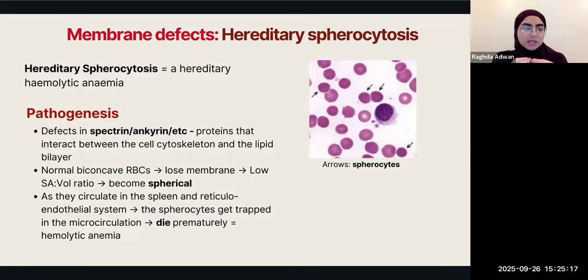Now, as these spherocytes circulate in the spleen, in the vessels in the spleen, and in the reticuloendothelial system, these spherocytes will get trapped in the microcirculation because they have an abnormal shape, number one. And number two, they don't have flexibility or deformability. And as a result of those things, they're going to die prematurely because of splenic macrophages or just hemolysis. And this is going to result in a hemolytic anemia. So this is one abnormality that can happen to your red blood cells based on the proteins in the membrane.